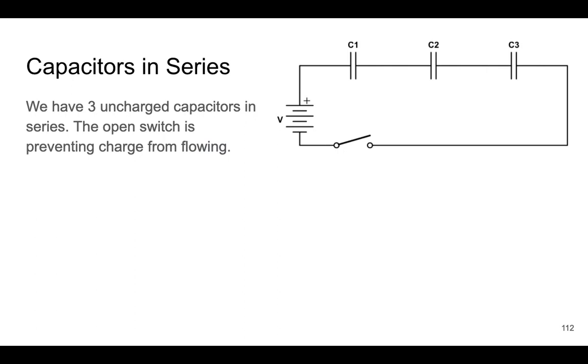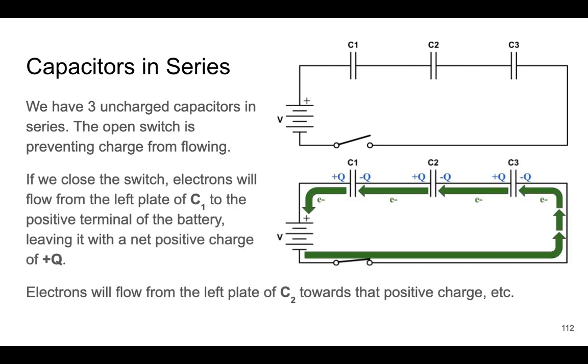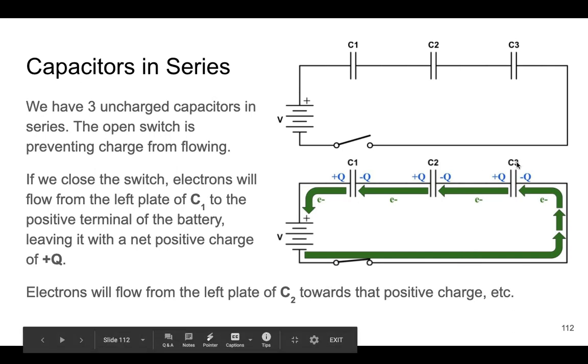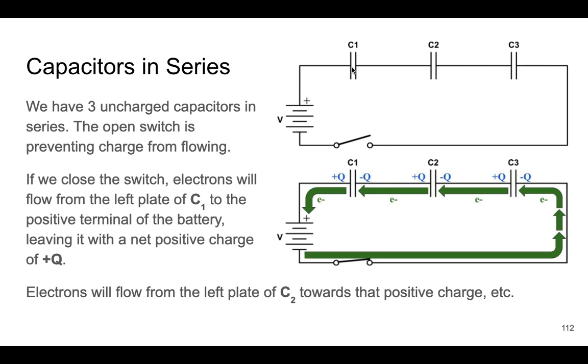So we're going to figure out the formula for finding the equivalent capacitance of capacitors in series. So in this case, we have 3 capacitors in series. If the switch is open, no charge is going to flow. So if we close the switch, it's a little weird what happens with capacitors. So we're actually going to look at the electrons and not the current in this case. What's going to happen is if you close the switch, now charge can flow, and electrons are going to leave this plate and head towards the positive terminal here.